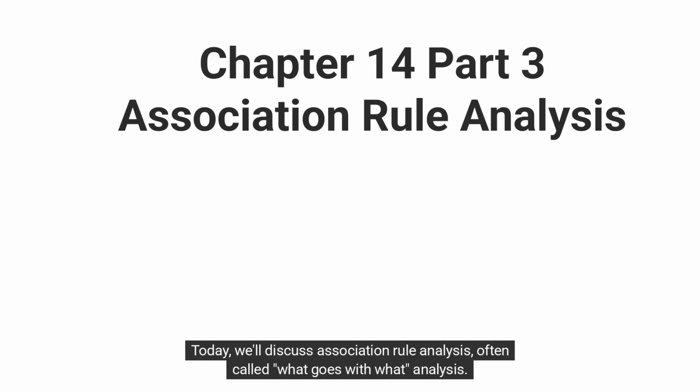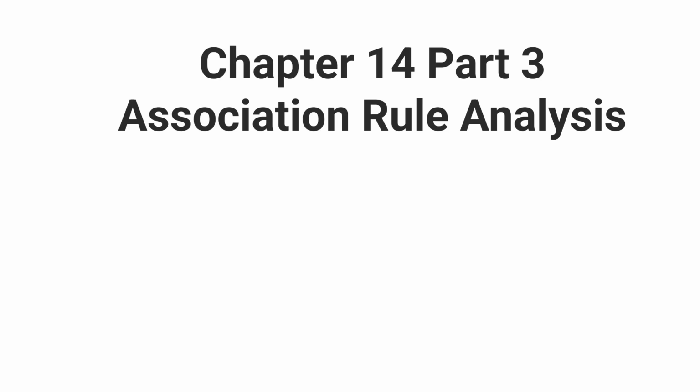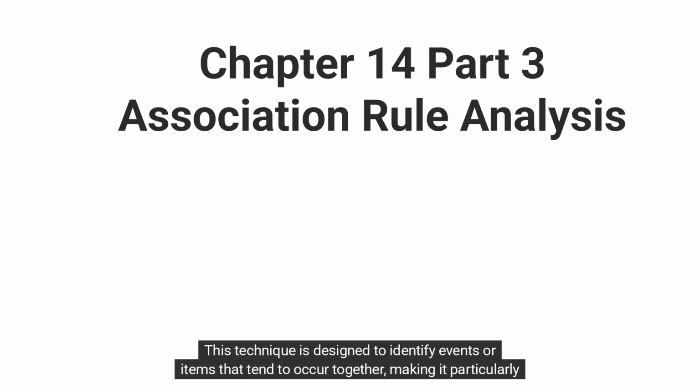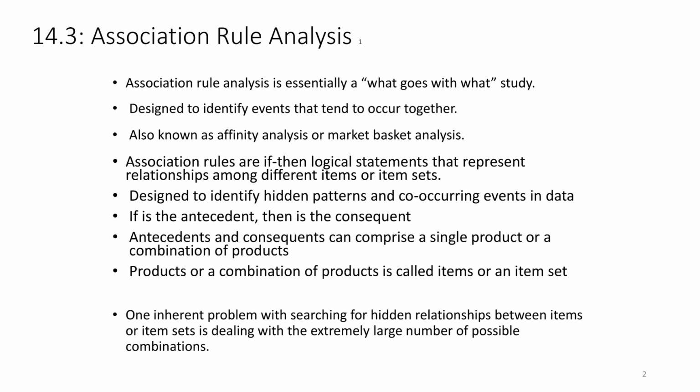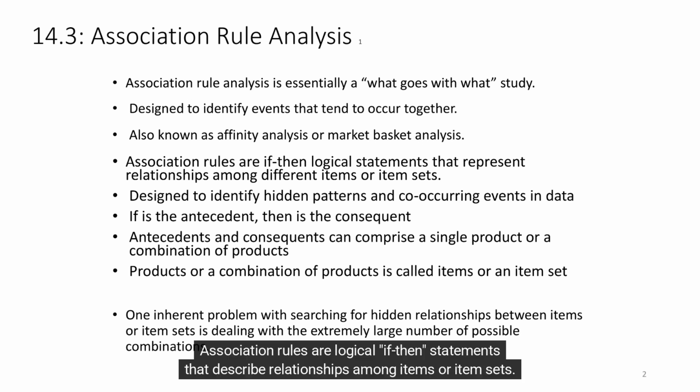Today we'll discuss association rule analysis, often called what goes with what analysis. This technique is designed to identify events or items that tend to occur together, making it particularly useful in market basket analysis. Association rules are logical if-then statements that describe relationships among items or item sets.